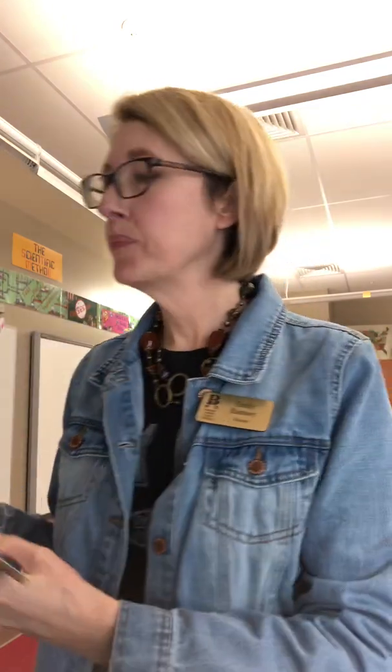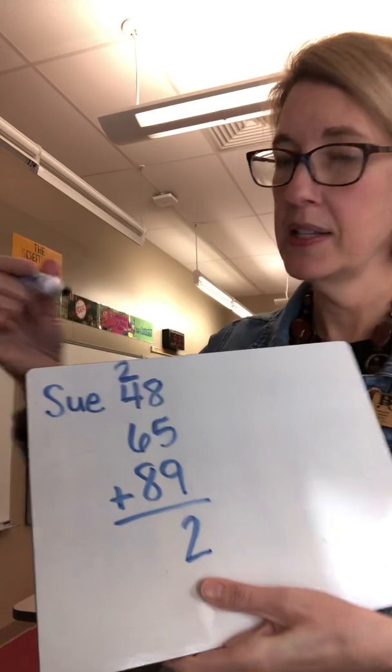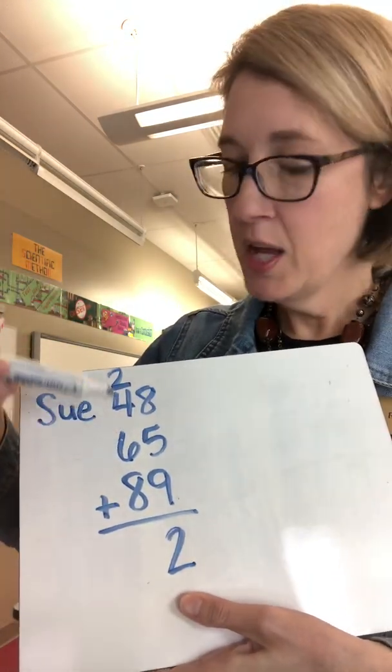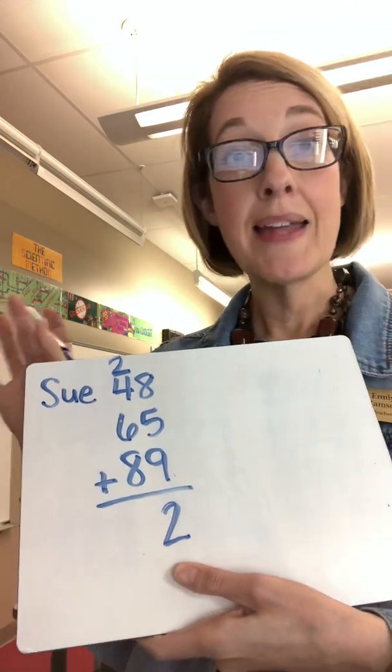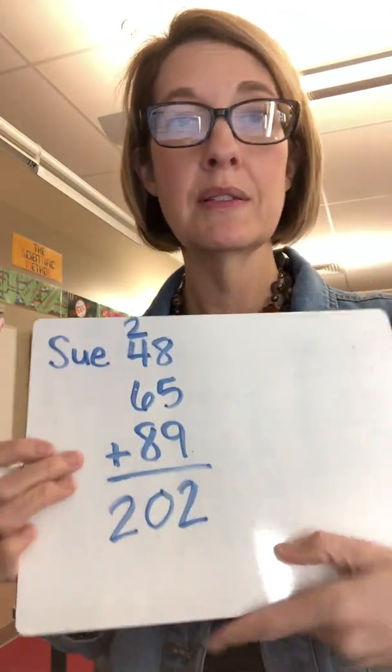So I'm gonna say 8 plus 5 is 13, plus 9 is 22. I'm gonna put my 2, and then I'm going to carry my other 2. And then I'm going to group up. I've got 2 sets that make 10, so that's pretty handy. I've got 4 and 6 make 10. And 2 and 8 make 10. So 10 and 10 is 20. So lucky old Sue, she ended up with 202 ribbons.